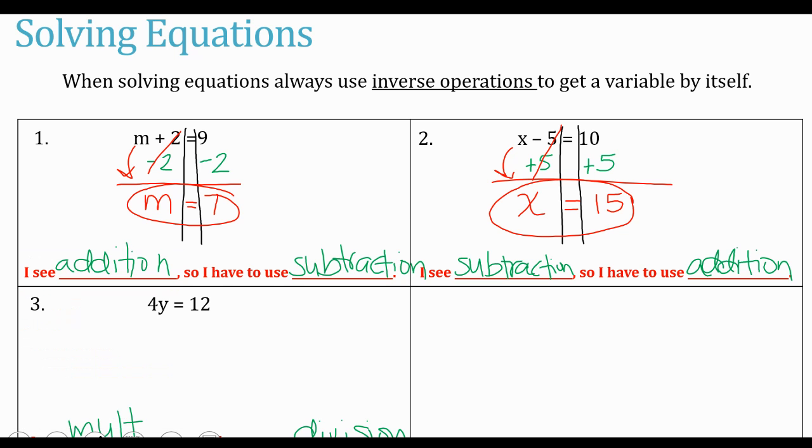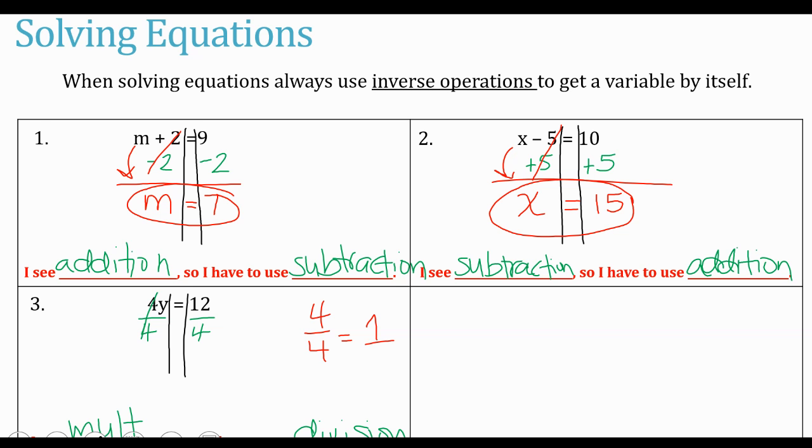I'm going to start by drawing my train tracks just to keep everything organized. And because we're multiplying by 4 here, we're going to divide by 4 to cancel that out. So we're going to divide by 4 on both sides. So that cancels here. Now I'm going to bring down the y. And remember, 4 divided by 4 is just 1. That's why that's able to cancel.